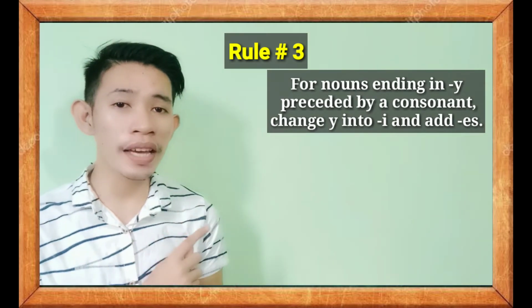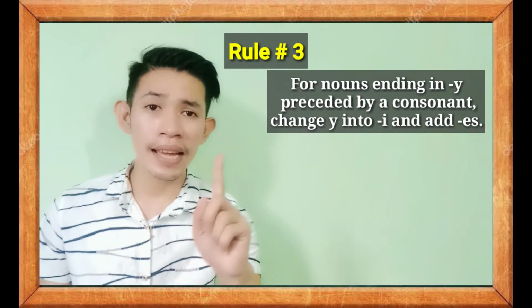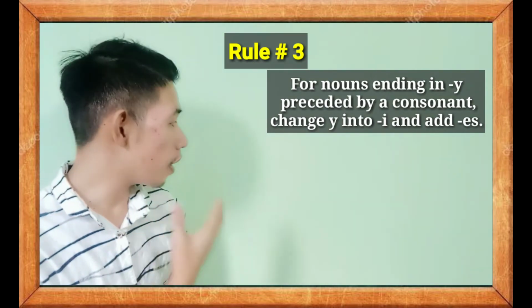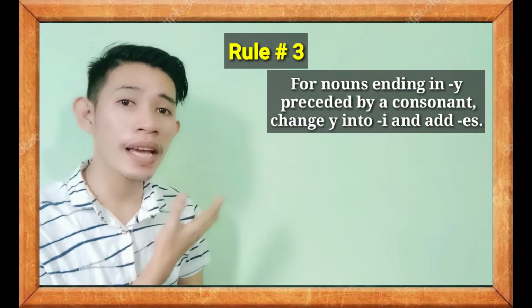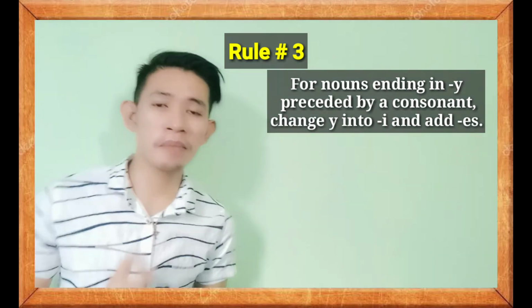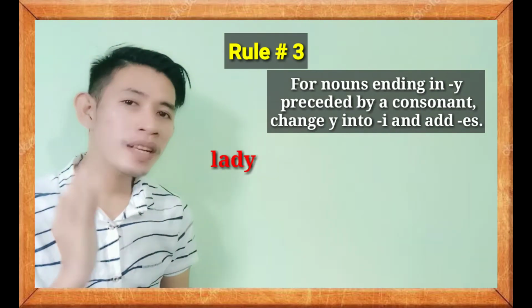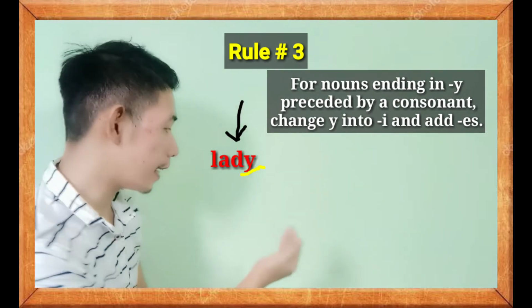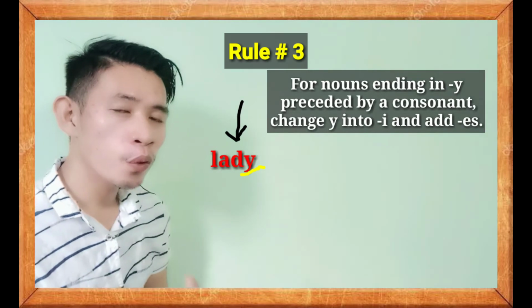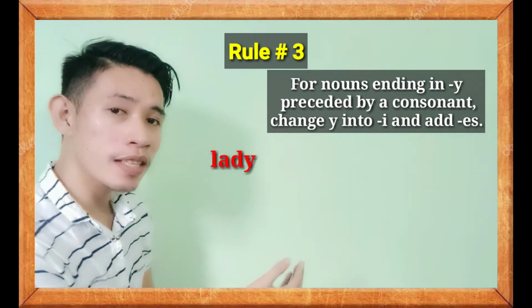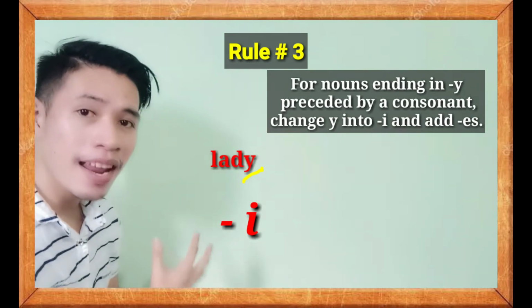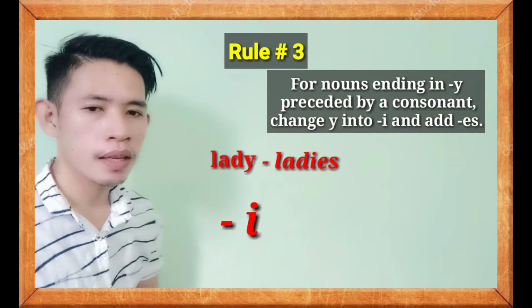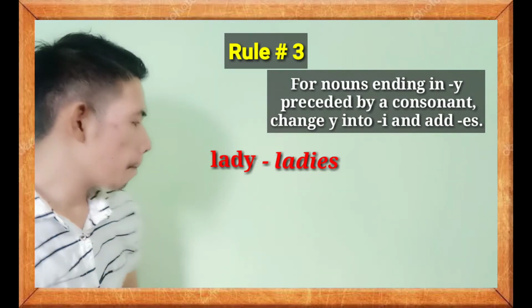For rule number 3, if the noun ends with a Y, preceded by a consonant, we need to change Y into I, then add ES. Again, if the noun ends with Y, preceded by a consonant, we change Y into I, then add ES. Example, lady. The word lady ends with Y, and it is preceded by a consonant letter D. So we are going to change Y into I, then add ES. So from lady, it became ladies. How about baby?